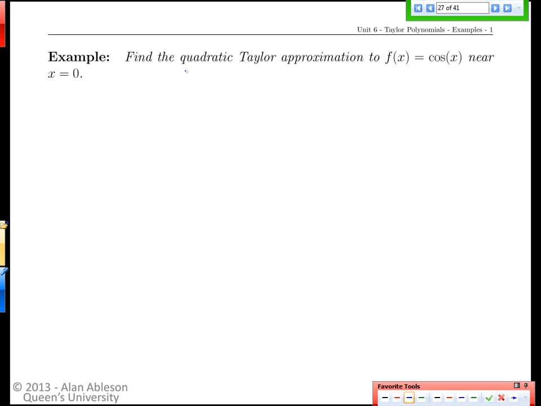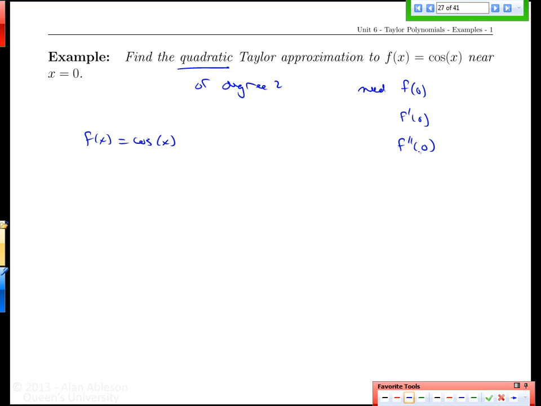Let's now apply the Taylor polynomial function for the quadratic or second degree. So degree 2 or quadratic means the same thing for our function cos of x. When we're doing Taylor approximations, you'll note that we need several things. We need f at the point we're doing. We need f prime at that point. And if we're doing the quadratic approximation, we need the second derivative.